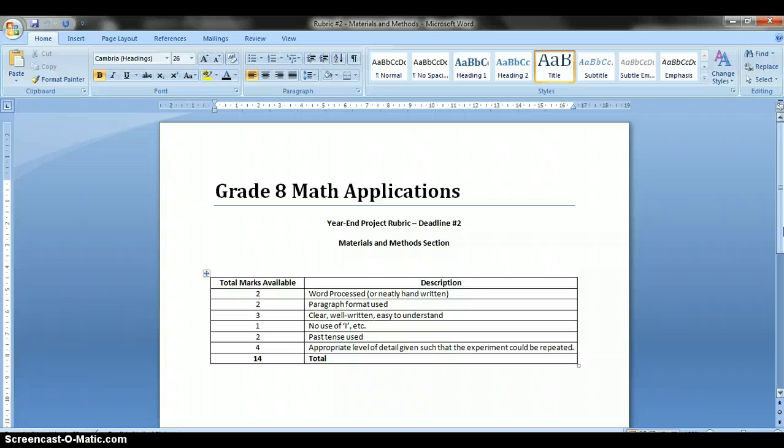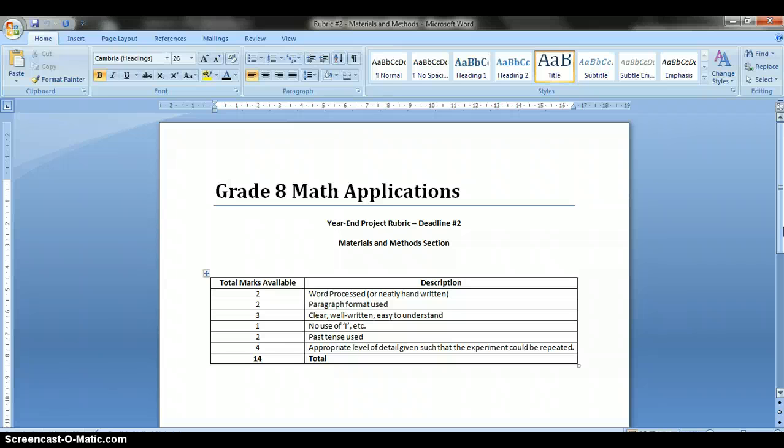When you want to hand in your complete copy at the end of this project on the last day, I want it to be as easy as just basically copying and pasting and putting all these sections into one document. I don't want you to have to write everything up. So when I say paragraph format used, no bullet points, please. Just write it as if you would. Clear, well written, easy to understand. No use of the word I.